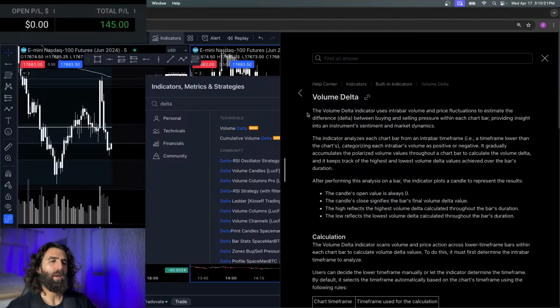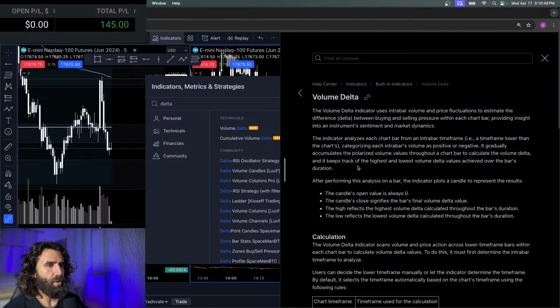If you're interested in indicators or any tool on TradingView and you want to read something about it, I'd recommend going right to the indicators side and then clicking on the little question mark. Gives you a nice breakdown of everything here. Volume delta indicator uses intrabar volume and price fluctuations to estimate the difference, delta, between buying and selling pressure within each chart bar, providing insight into an instrument's sentiment and market dynamics.